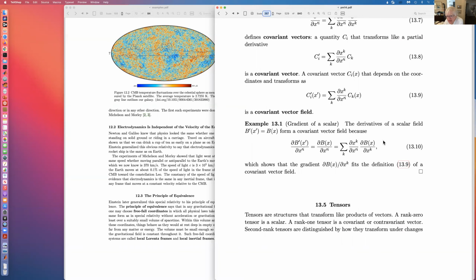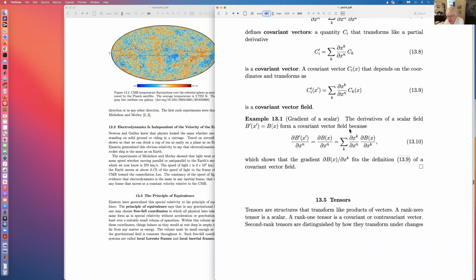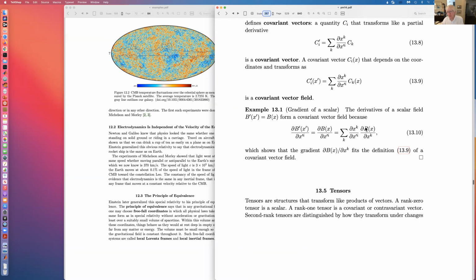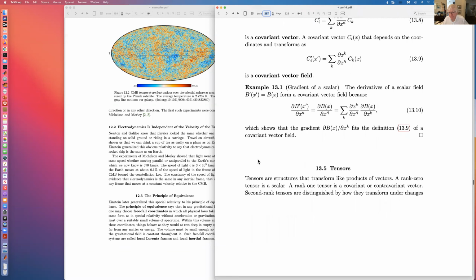And so an example of this is the derivatives of a scalar field. Well, b prime of x prime is the same as b of x. And then the derivatives, well, the derivatives just form a covariant vector. And so we get this expression here. And then that tells us that the gradient of a scalar is a covariant vector field.